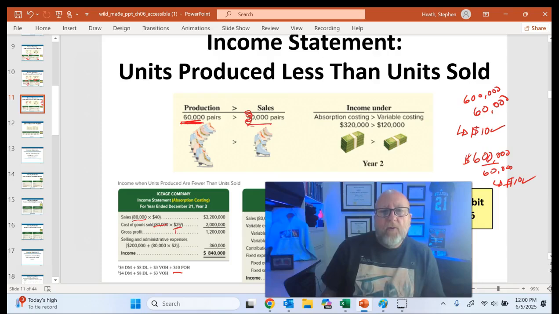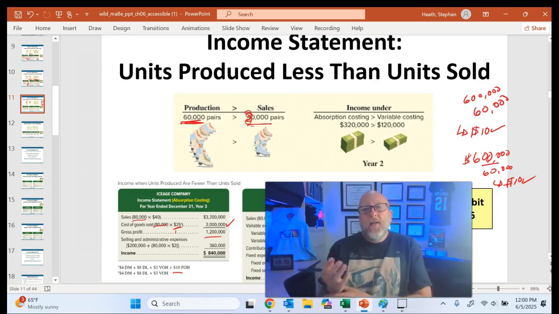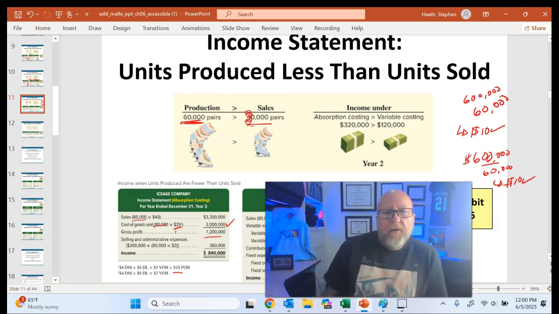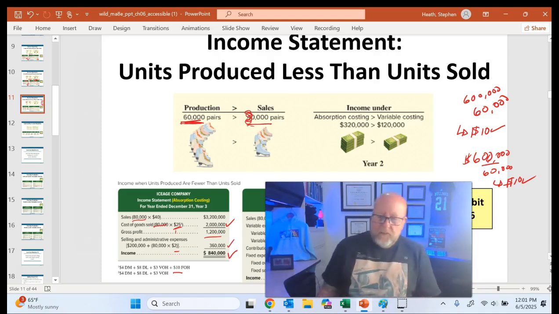Okay, so 25 total times the 80,000 is 2 million. Gross profit 1,200,000. Then we're going to take all of our SG&A expenses, the 200,000 that's fixed, and then the 80,000 units that are variable times the $2 per unit of variable SG&A, for a total of 360,000. And therefore we're going to have income of 840,000.